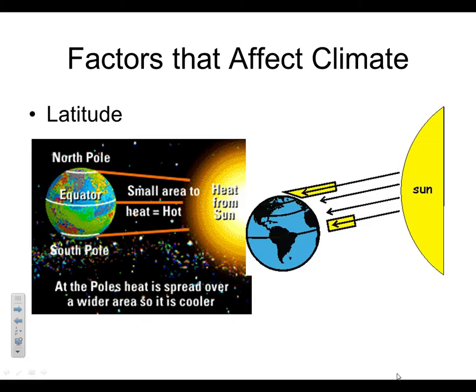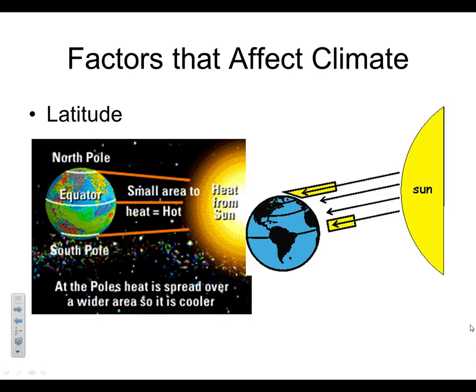The first one we're going to go over is latitude. This should be a pretty obvious one. How does the latitude affect the climate? Well, the farther you are from the equator, the cooler it is. Okay, that's a pretty general statement, right? The farther from the equator, the cooler. Or the higher the latitude, the cooler. The lower the latitude, the hotter.